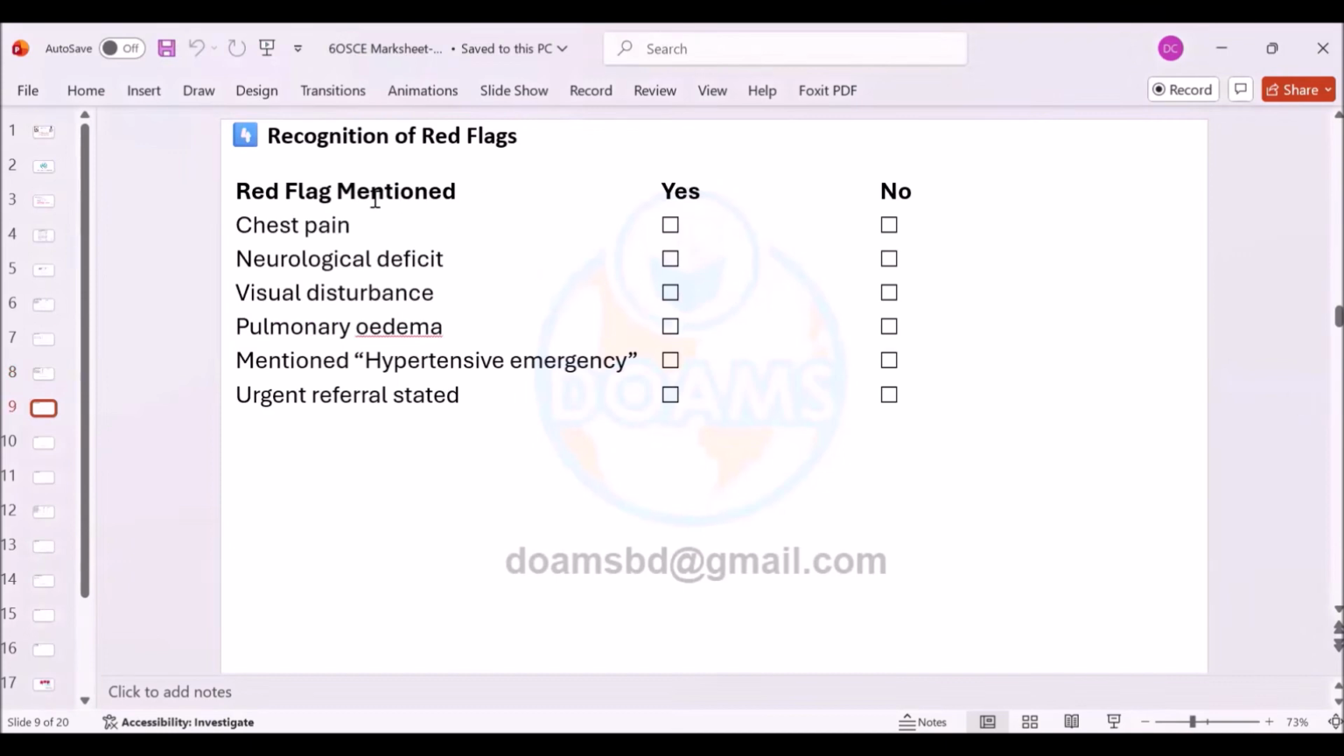Inshallah. The next one, recognition of the red flag points. Chest pain? Yes, please. Other colleagues are silent. Chest pain, first point. Then CNS deficit, neurological deficit, visual disturbance, pulmonary edema, hypertensive emergency, urgent referral stated or not. If it is a hypertensive emergency or other issues, that means if you get red flags, usually the patient needs to be referred, doctor.